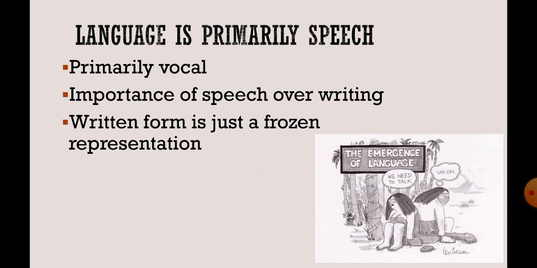Language is primarily speech. Language is primarily vocal. We communicate with others through speech and writing. Speech has been with us ever since human beings evolved as a distinct species. But writing is claimed to have a history of hardly 6,000 years. Hence, language considers speech as primary and writing as secondary. Written form is just a frozen representation of the spoken language.